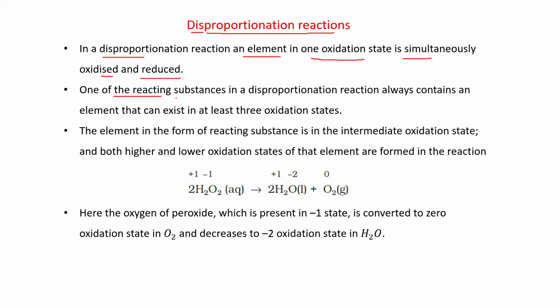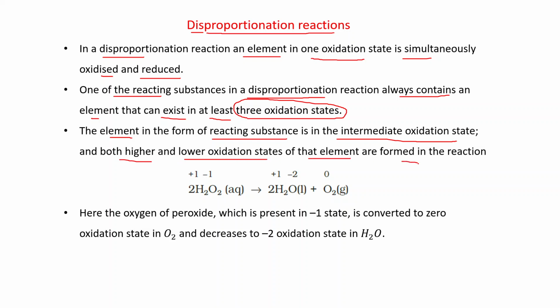One of the reacting substances in a disproportionation reaction always contains an element that can exist in at least 3 oxidation states. The element in the form of a reacting substance is in the intermediate oxidation state, and both higher and lower oxidation states of that element are formed in the reaction.